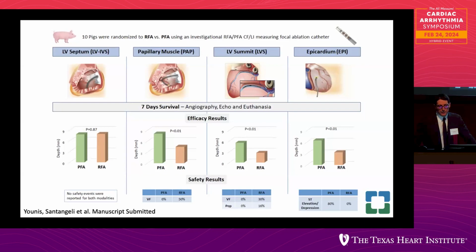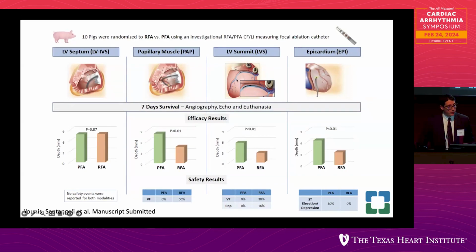We started using RF versus pulse field ablation in common areas that are commonly targeted for PVC. So we used the LV septum, the papillary muscle, the LV summit from the coronary sinus, and the epicardium. And what we found here is that pulse field ablation was consistently better than radiofrequency in terms of the lesion depth on the papillary muscle, on the LV summit from the distal coronary sinus, and on the epicardium. In particular, in the LV summit area, we were not able to see any lesion at all with radiofrequency in about 30% of cases, which is, again, not surprising, but it's something interesting.